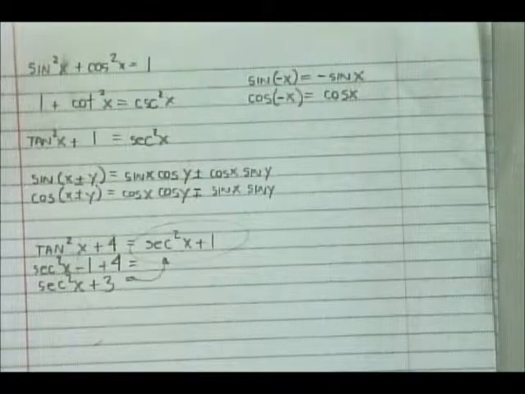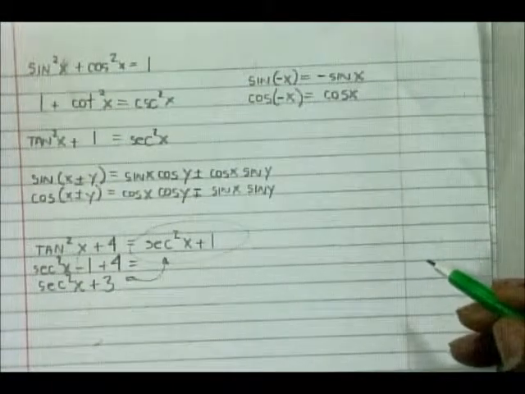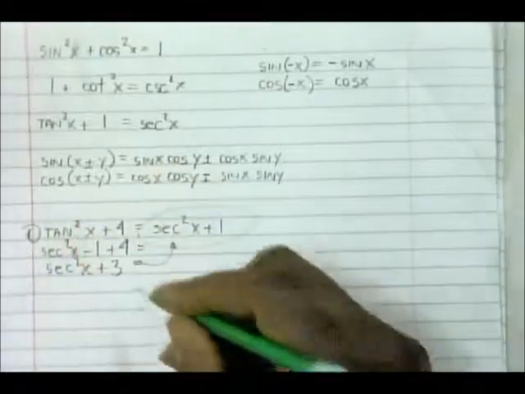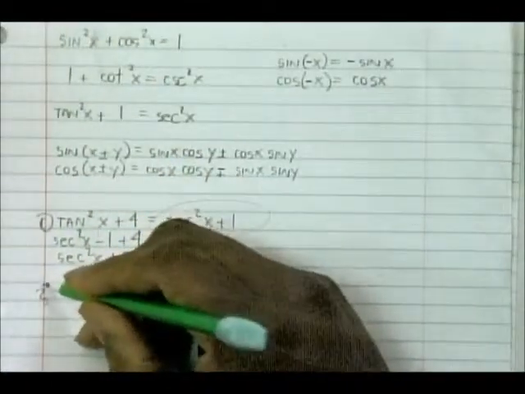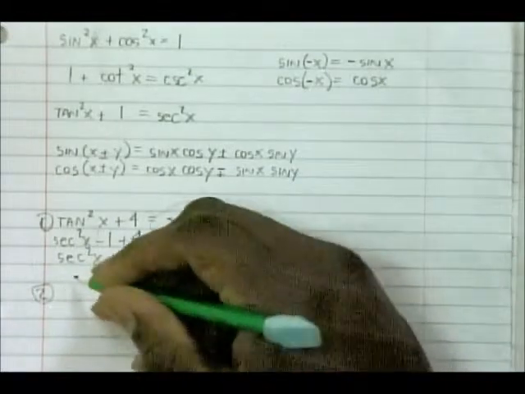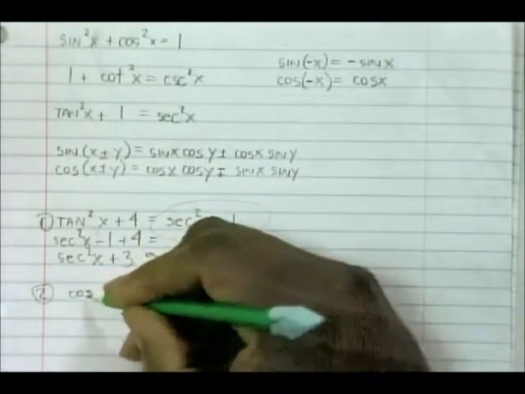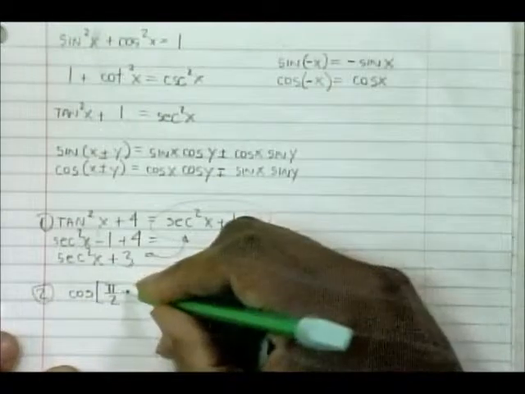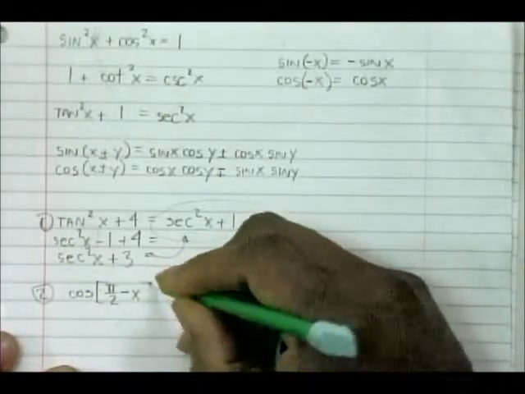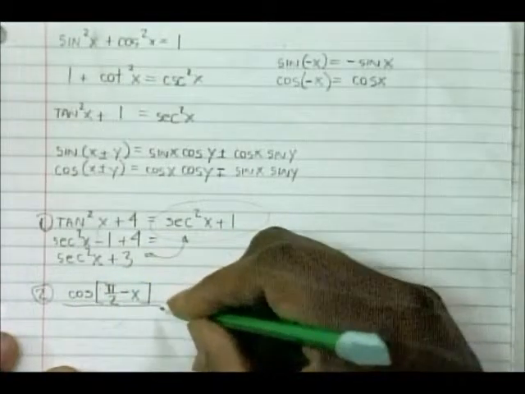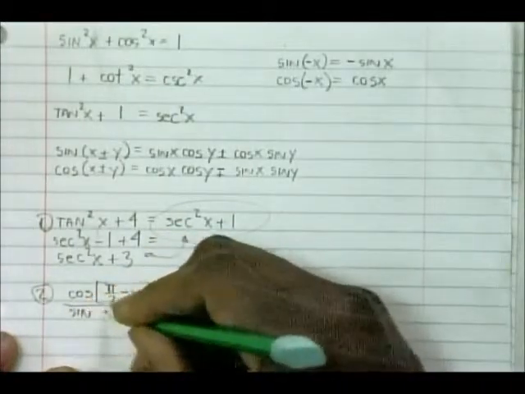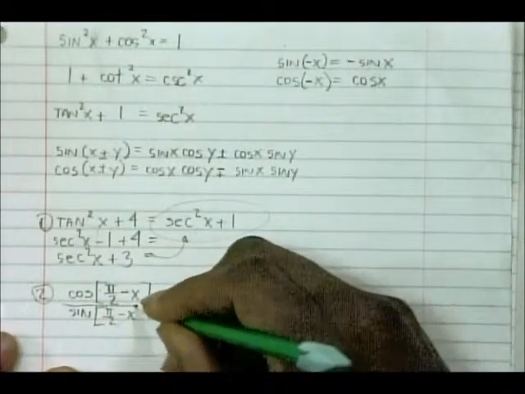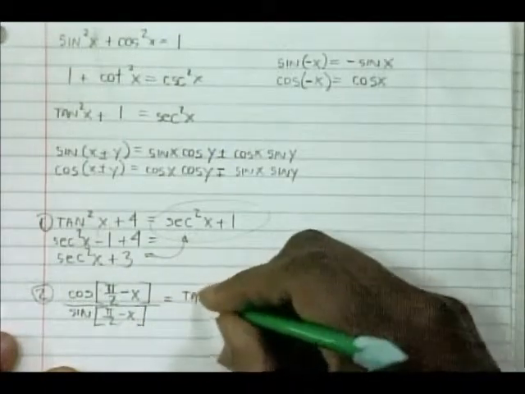All right, let's look at another problem. Let's say something like this. All right, so let's say that's the first problem there. Our second problem, let's say we have cosine of pi over 2 minus x over sine of pi over 2 minus x, and they're saying that this is tangent x.